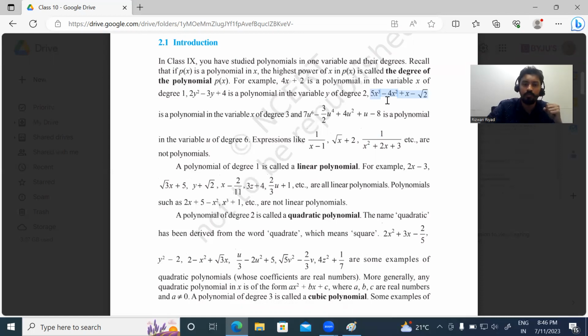If you want a different example, let's take this one: x cube plus 1. Here again you can see x cube, and the exponent is 3. Next is 1, where you cannot find x, so the exponent is 0. If we compare 3 and 0, 3 is greater. So 3 is the highest exponent of the variable here, and in this polynomial also, 3 is the degree. Let's take another example.